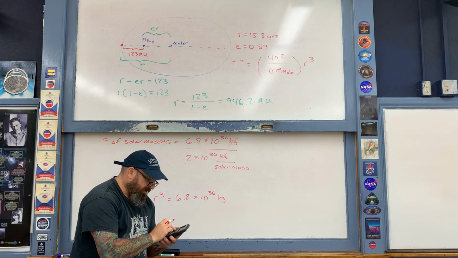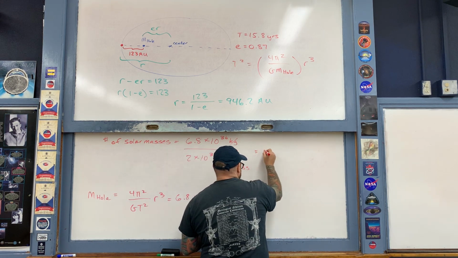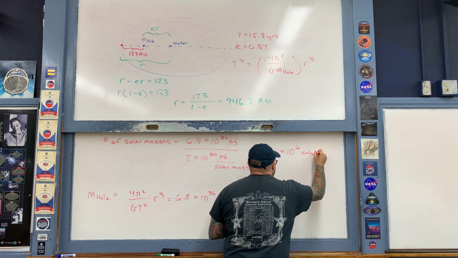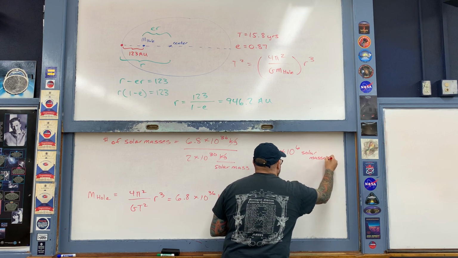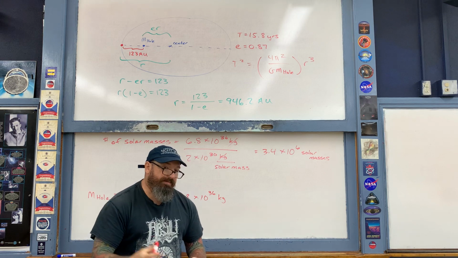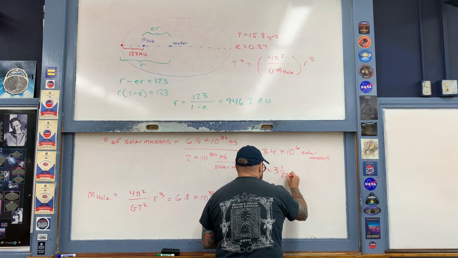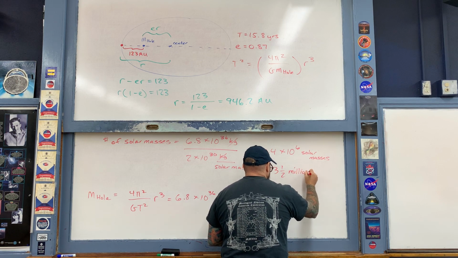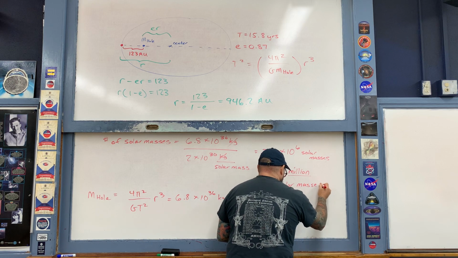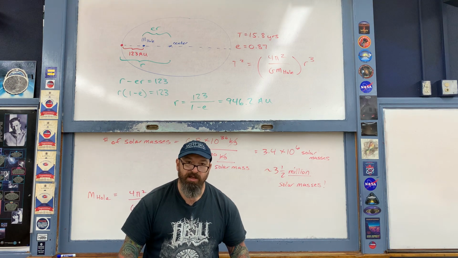So divide out by the mass of the sun, 2 times 10 to the 30th, and this comes out to be about 3.4 or so times 10 to the 6th solar masses. 10 to the 6th is a million. So this is about 3.5 million solar masses. That's the mass of the supermassive black hole at the center of the Milky Way Galaxy.